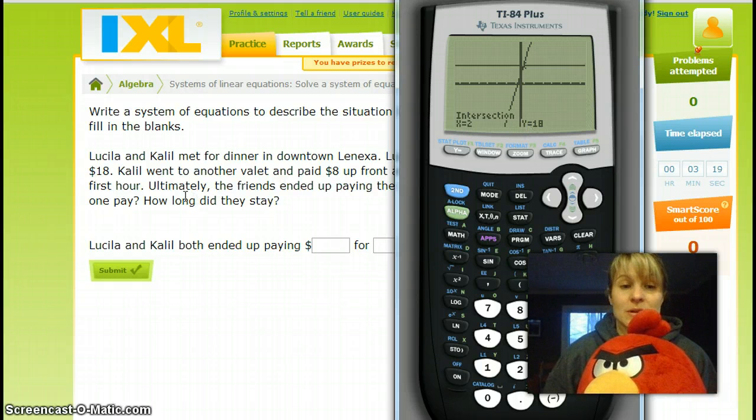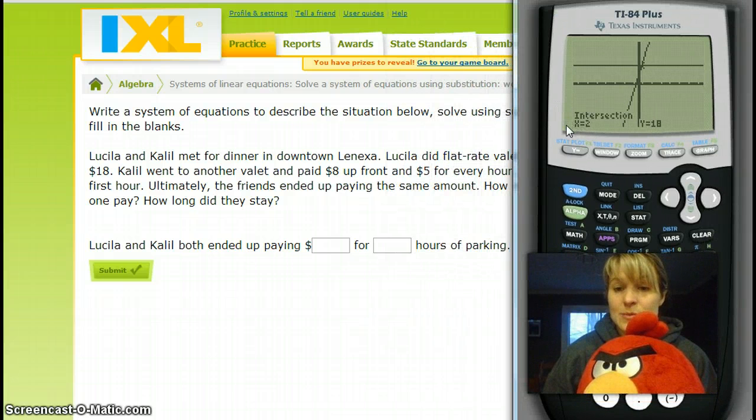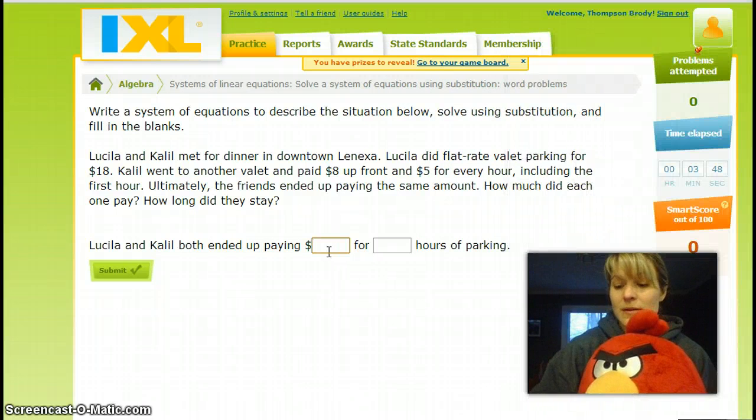Now, when we're dealing with this, we're talking about money and hours. So we have to think about what is the independent and what's the dependent. And we talked earlier, the independent is always time, which is x, and the dependent should be money, which is y. So here it says, how much did they end up paying? Paying should be the y value. That should be money. And then hours of parking should be x because that's the independent. So let's see if we're right. So we go here and we have 18 and for 2 hours.